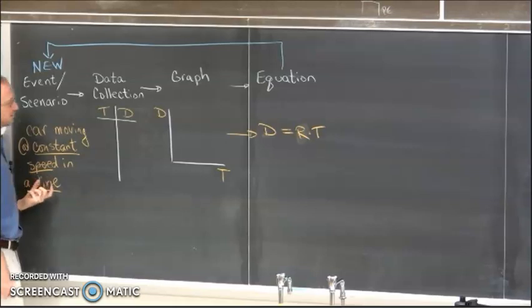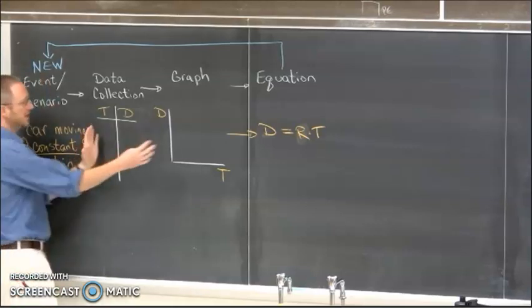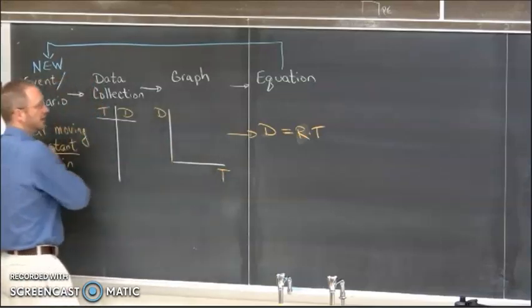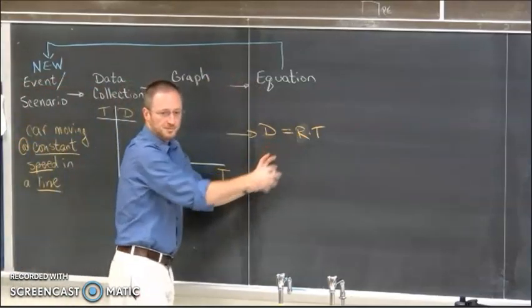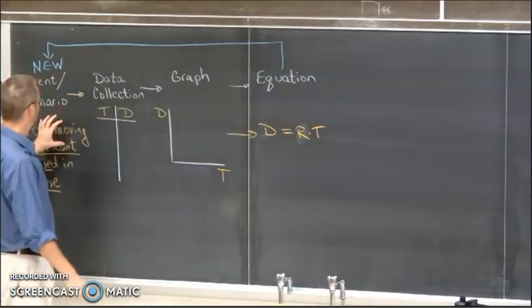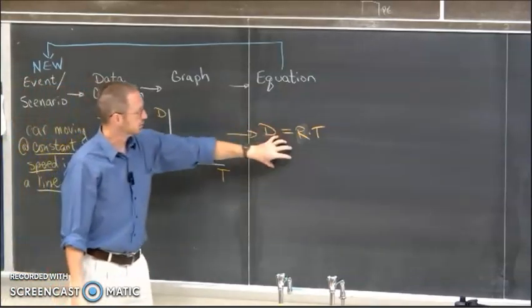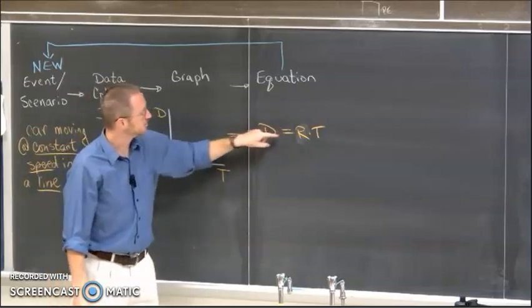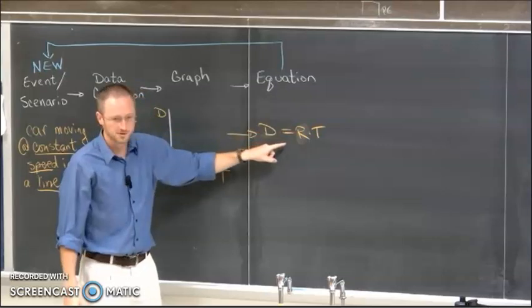As long as it follows the same pattern, we can skip the data collection and the graph making and go straight from the scenario to the equation. And that's what we did in the constant speed problems. We went straight from the event to the equation and then used the equation to determine the missing piece from the event where we only measured 2 of the 3 things.